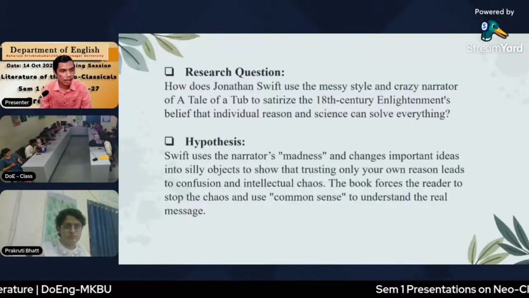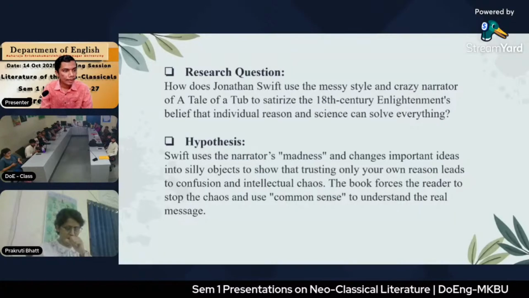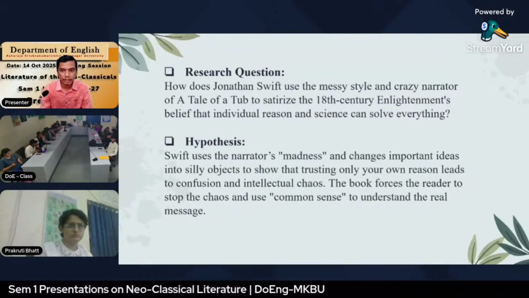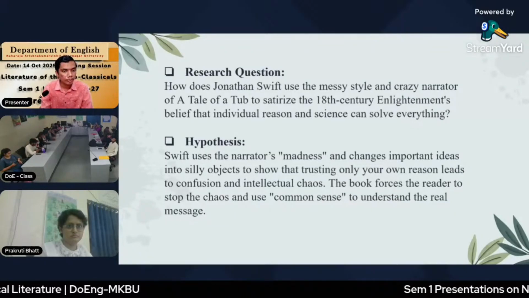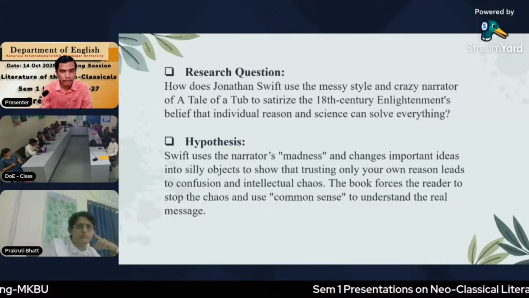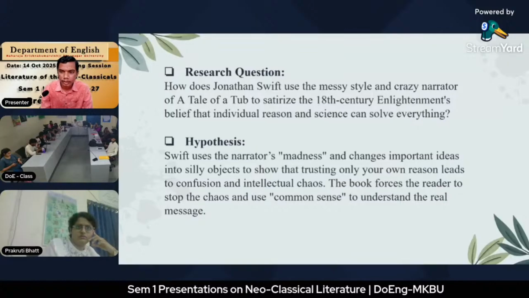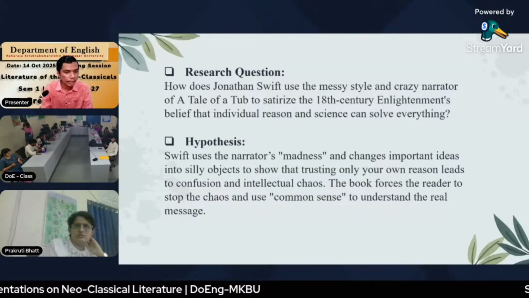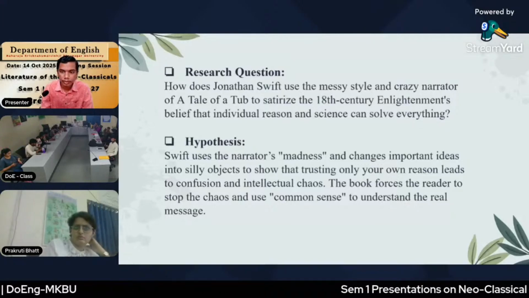Research question: How does Jonathan Swift use the messy style and crazy narrator of A Tale of a Tub to satirize the 18th century Anglican Enlightenment belief that individual reason and science can solve everything?